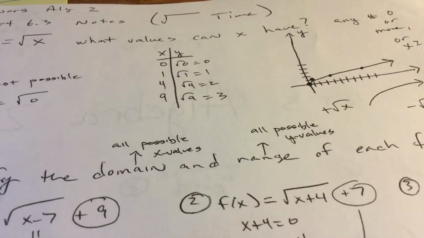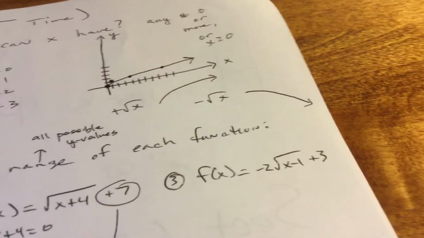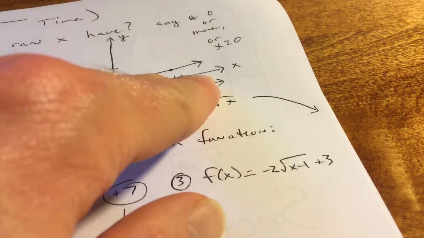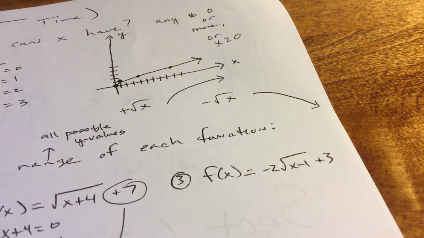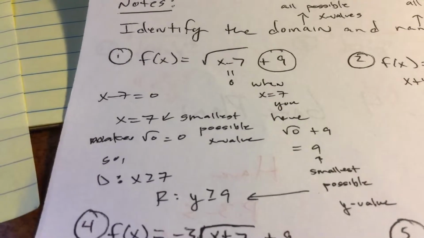Anything I have in here you should write down. So folks, identify the domain and range. Domain is the x values, range is the y values. The positive square root function goes like this. The negative square root function has a graph that's like this. This was in the regular Algebra 2 video, so you might have seen that.